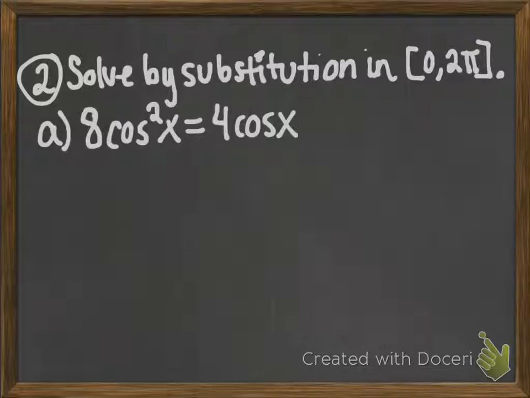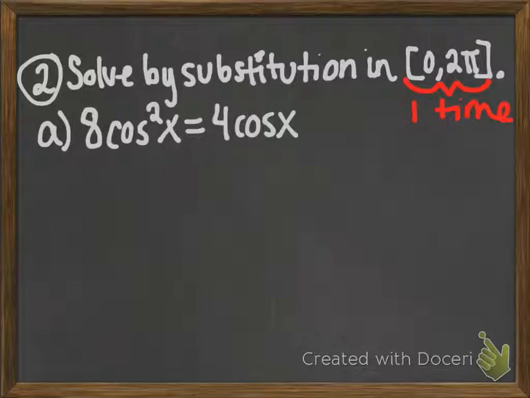Okay, and then this one. Solve by substitution in 0 to 2 pi. Remember that just means we're only rotating one time around the unit circle. We're not having to do the plus 2 pi n thing. And then here is our equation: 8 cosine squared x equals 4 cosine x.